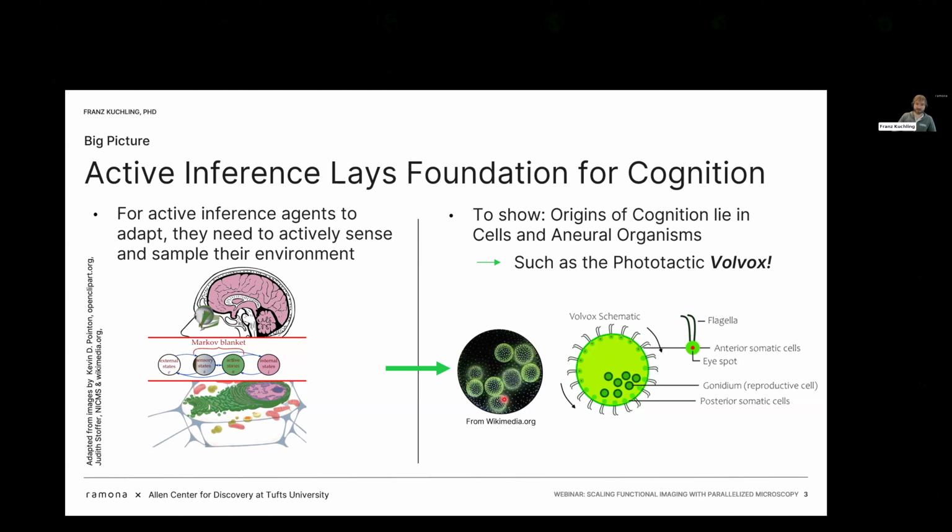So that's what we're applying this to, which is basically a two-cellular organism that gets used to study the transition to multicellularity. It has reproductive cells on the inside and somatic cells on the outside that have a photoreceptor and two flagella that allow it to move. It can basically use flagella to create movement, to essentially swim. It pushes water around its surface and swims in the direction that it sees light.